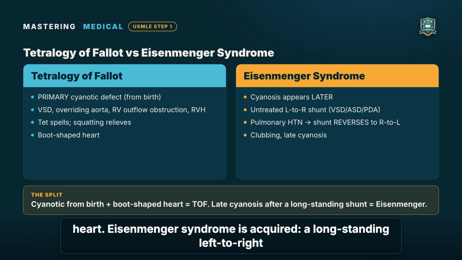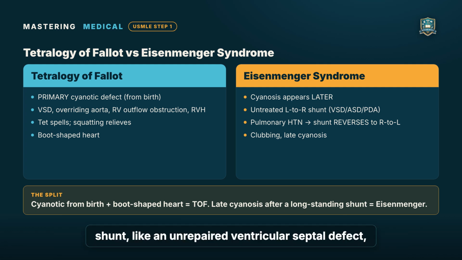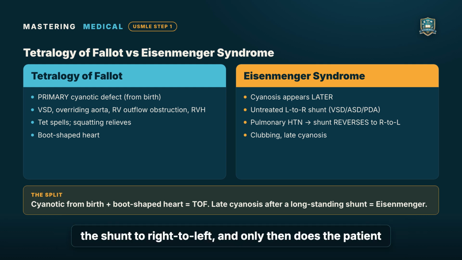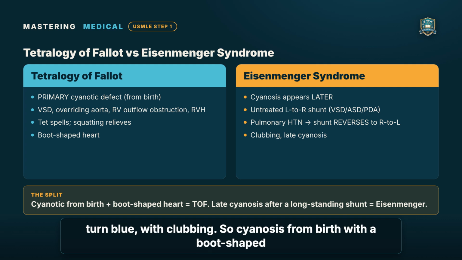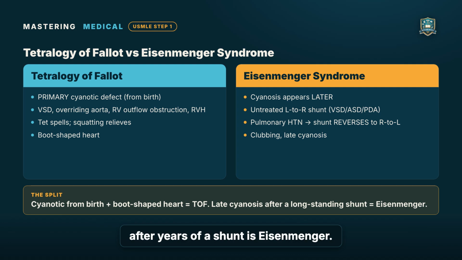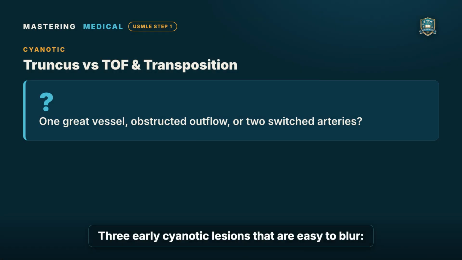Eisenmenger syndrome is acquired, a long-standing left-to-right shunt like an unrepaired ventricular septal defect, atrial septal defect, or patent ductus, slowly drives pulmonary hypertension until the pressure reverses the shunt to right to left, and only then does the patient turn blue with clubbing. So cyanosis from birth with a boot-shaped heart is tetralogy of Fallot, while cyanosis appearing late after years of a shunt is Eisenmenger.